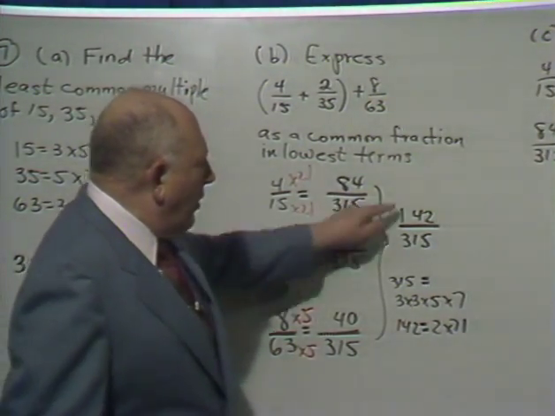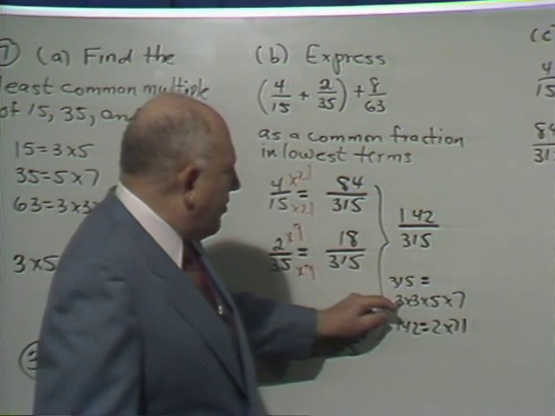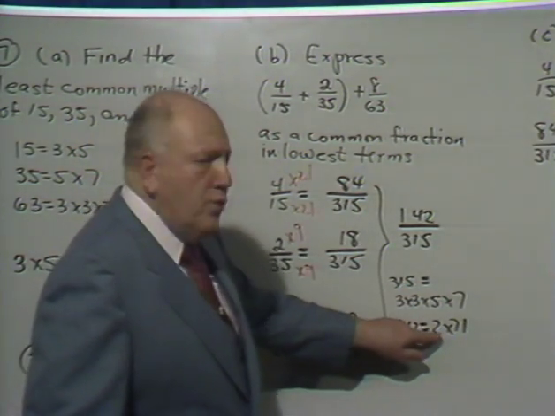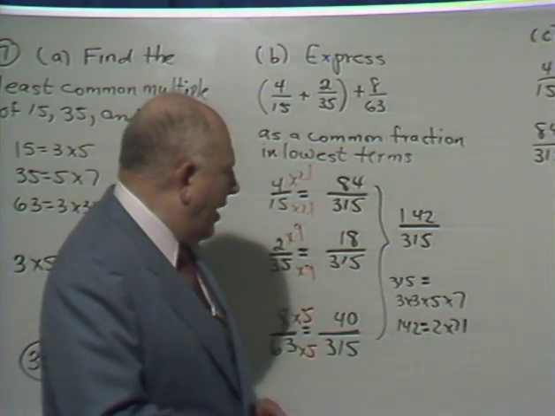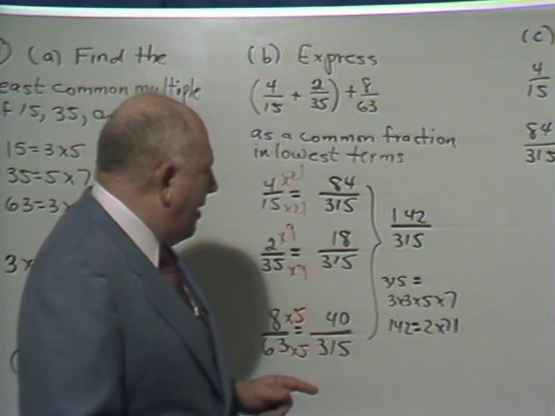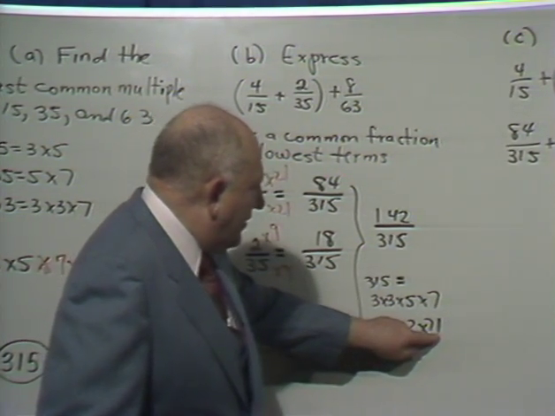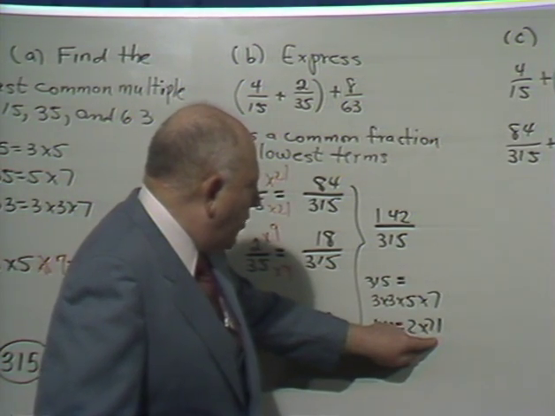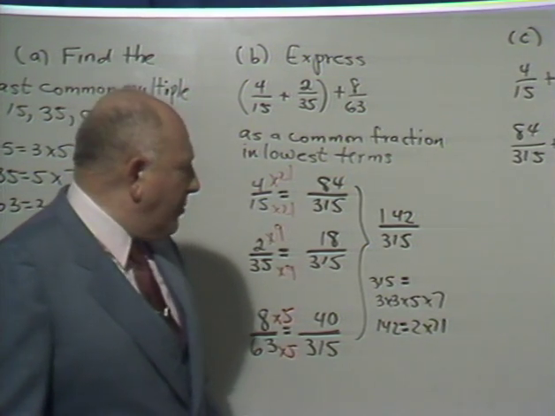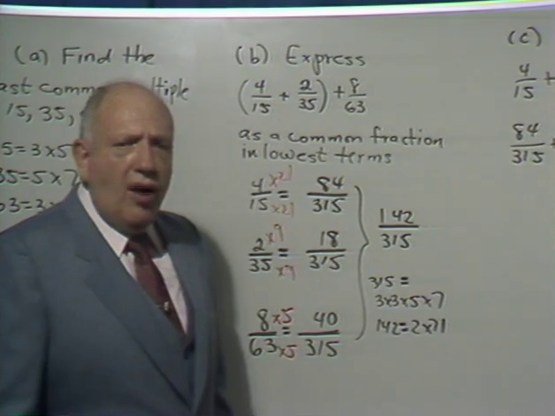Now the question that comes up is, how do I know that this can't be reduced any further? Well, let's see if they have any common factors. We already found that 315 was 3 times 5 times 7. 142 breaks into 2 times 71. Look at what happens here. Even if we didn't know that 71 was a prime number, 3 doesn't go into 71, 5 doesn't go into 71, 7 doesn't go into 71, so no factor on the numerator can cancel with any factor in the denominator, and that means that 142 over 315 is already in lowest terms.